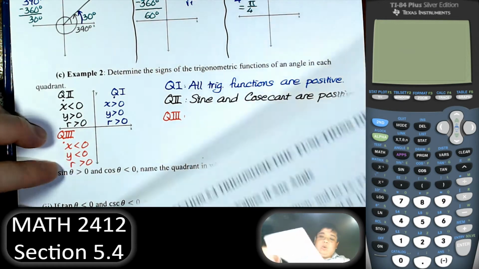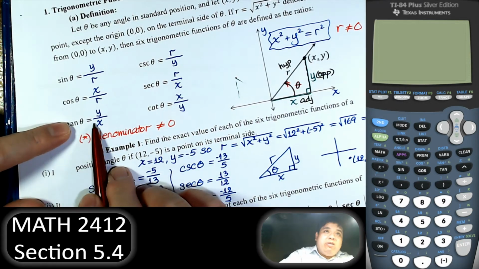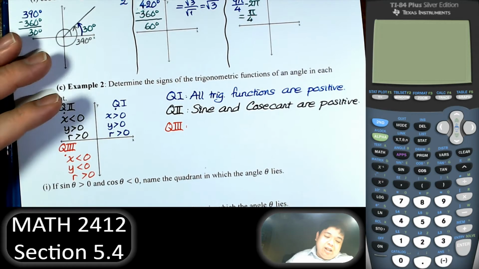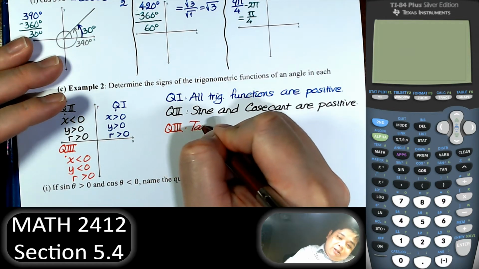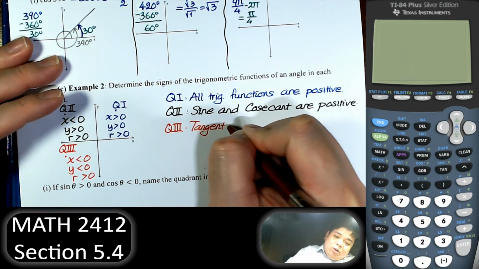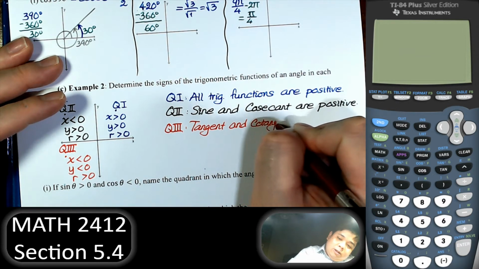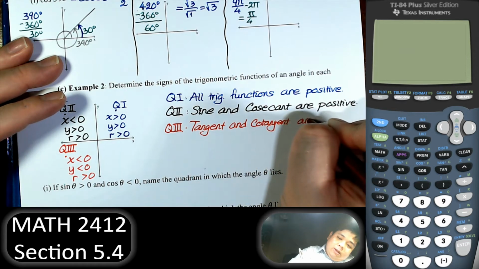So what ratio is that? Tangent is y over x, and cotangent is x over y. So in this case, tangent and the reciprocal of that, cotangent, are positive.